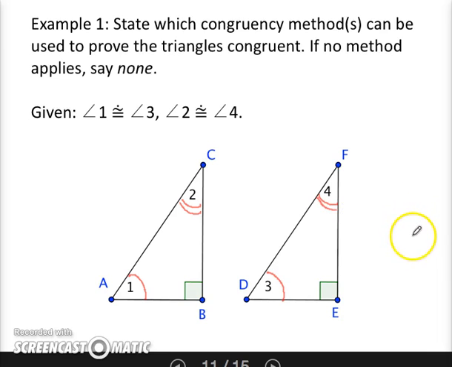What do we have here? Do we have the HL theorem? We might be tempted to look for that because we have two right triangles here. But note that no side lengths are specified here. We're not given a single side length that's congruent to a side of the other triangle. So that's a dead giveaway that we have no way to prove these two triangles congruent. If there were this theorem, this would be the AAA theorem, but that is a non-theorem, as we talked about in class. So we're going to write none.